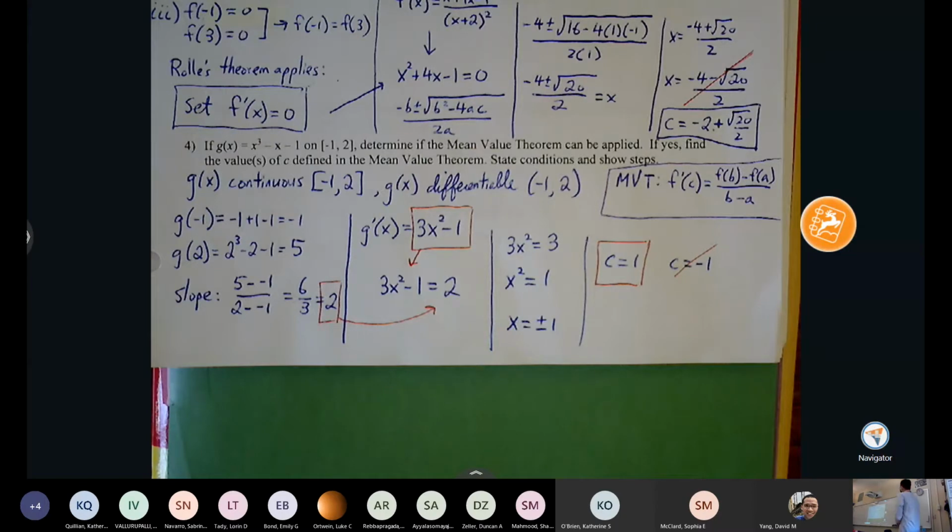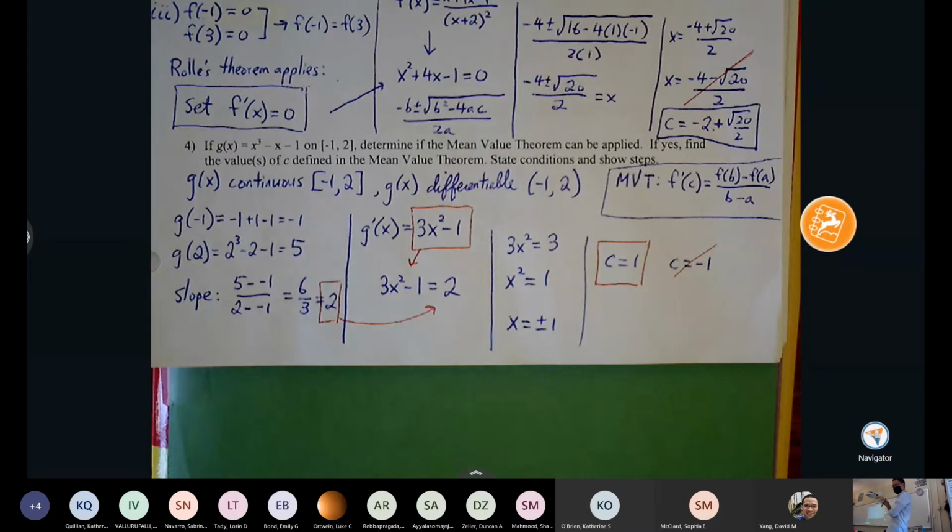Okay. But with Rolle's theorem, we always set it equal to 0 because we have a slightly different agenda, right? We want to find a slope 0. So that's why we're setting f prime equal to 0. Okay. Good. Any other questions?